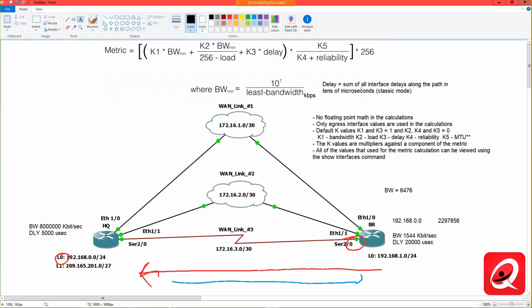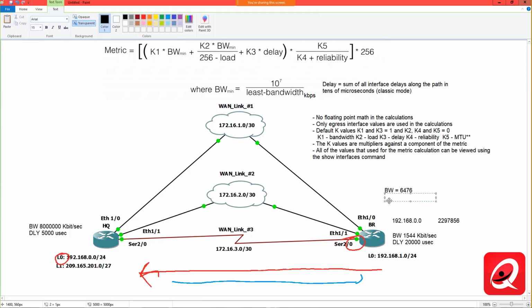delay. The delay is the sum of all the interface delays along the path in tens of microseconds. You'll notice here that the delay is actually listed in microseconds, which means that the delay is going to be 20,000 microseconds plus 5,000 microseconds divided by 10, because it has to be in tens of microseconds. So we're going to have a delay of 2,500. You guys agree with that?